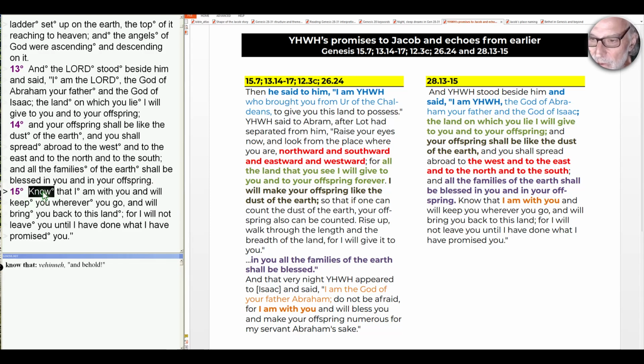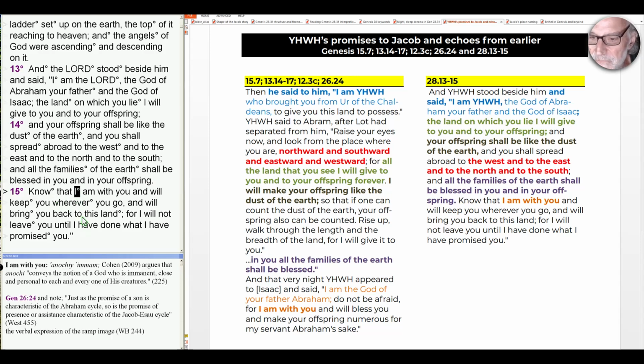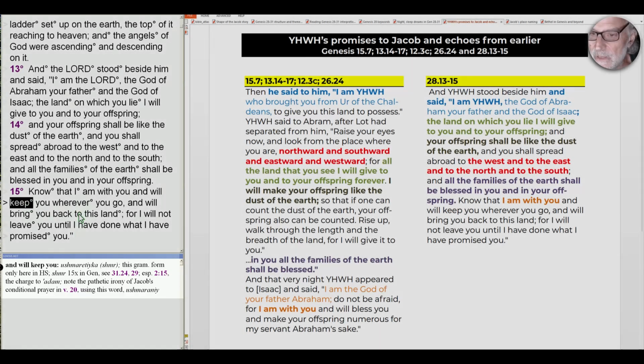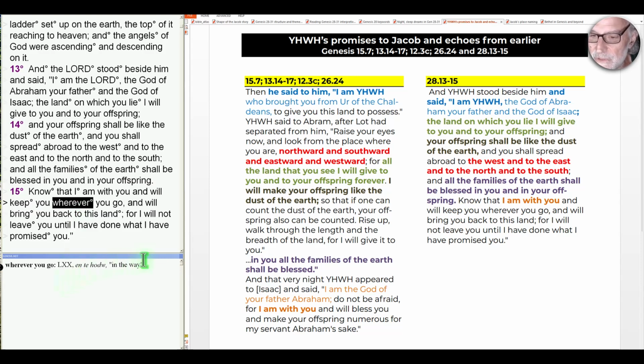So, and behold, I am with you, using the stronger form of Anokhi, as I noted earlier, and will keep you. Using the word that is on the responsibility of humans to keep commandments, but here it's I will keep you. And notice the connection back to the charge of the Adam back there, to keep. So many connections back to earlier in Genesis. Wherever you go, or in the Septuagint, in the way, and will bring you back to this land. And this is so important because Jacob's journey will be sidetracked and will not quite come back to this land in chapter 34, and will cause a great painful violence that we'll see.